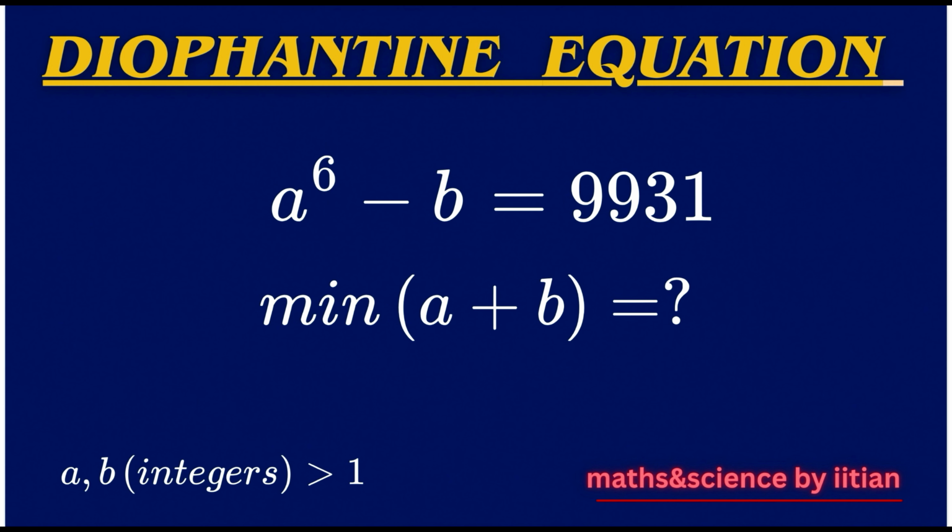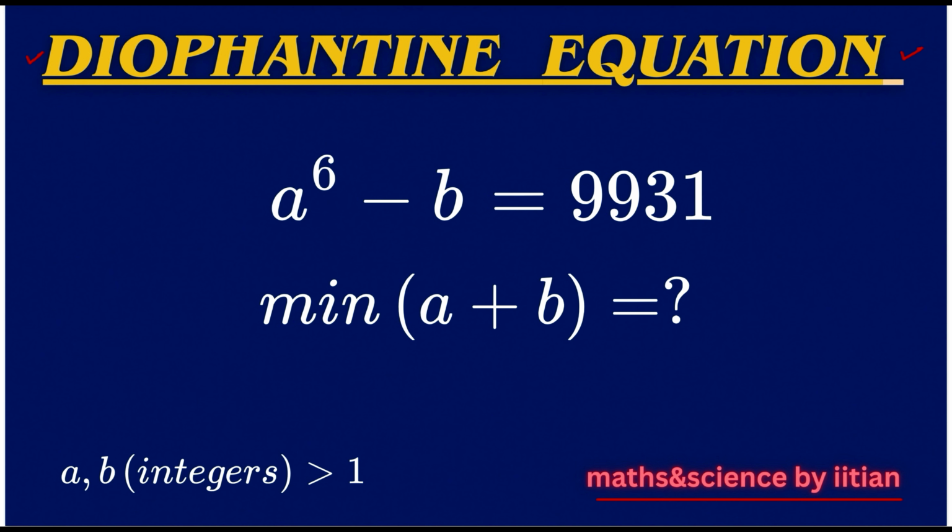In this lecture, I will be taking up another question on Diophantine equation. We can call it either a Diophantine equation or a polynomial equation which we are going to solve. It will be useful both for Mathematics Olympiad and for JEE Maths aspirants. The equation is a to the power of 6 minus b is equal to 9931. What you have to find out is the minimum value of a plus b.